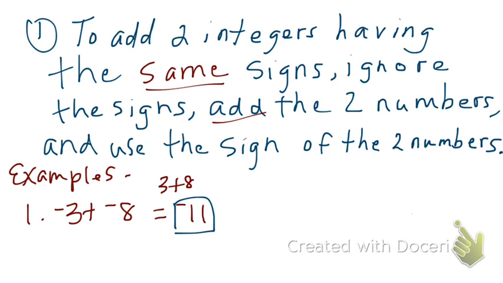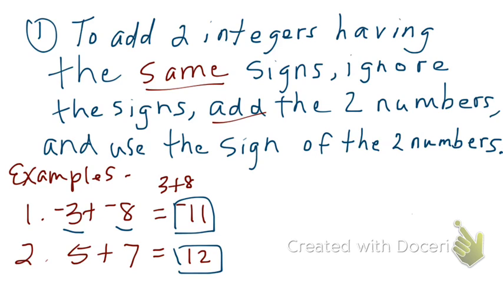One way to think of these is in terms of debt. If you owe one friend $3 and you owe another friend $8, then you owe a total of $11. All right, let's look at another example. Of course, 5 plus 7, we don't really need the rule, but it would work. Let's look at another one, negative 10 plus negative 4.